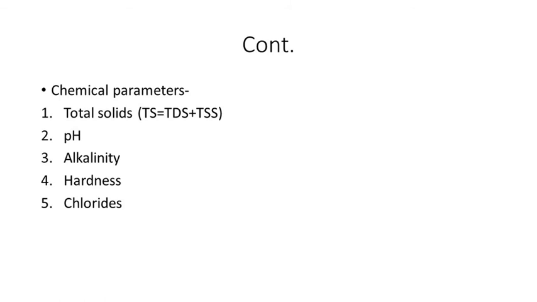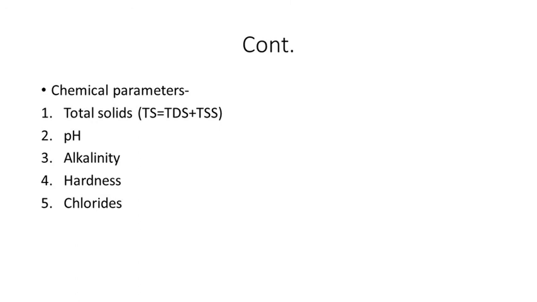Come to the next point, hardness. Hardness is nothing but the presence of salt. As the name indicates, we say that water is hard when it contains salts of calcium and magnesium. Basically there are two types of hardness: one is temporary hardness and one is permanent hardness.